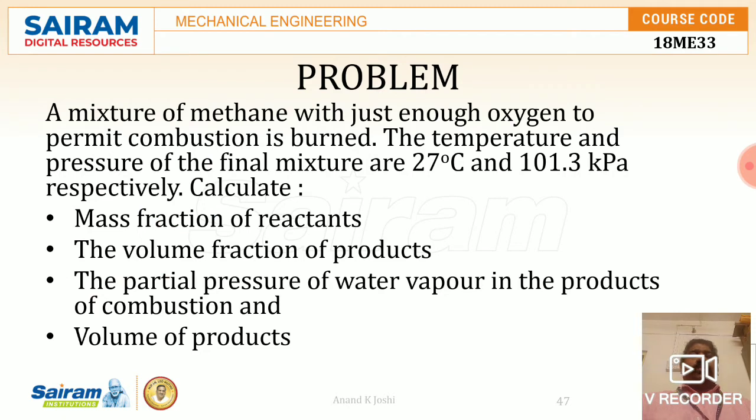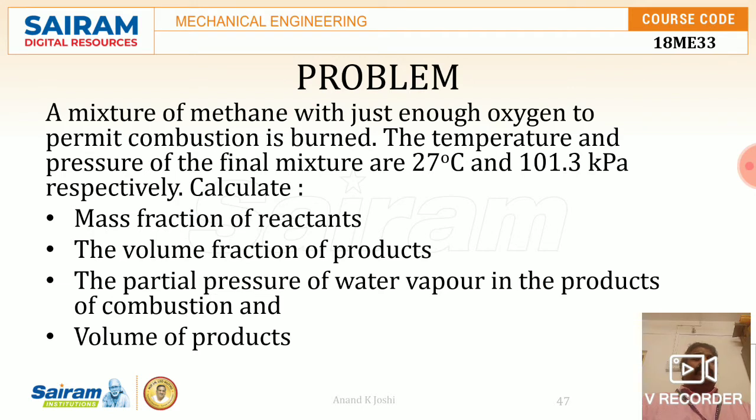This is a problem like this. A mixture of methane with just enough oxygen to permit combustion is burned. The temperature and the pressure of the final mixture are 27 degrees centigrade and 101.3 kilopascal respectively. Calculate the mass fraction of the reactants, the volume fraction of the products, the partial pressure of the water vapor in the products of combustion, and the volume of the products. So these are all the things we are going to find out in this chapter.